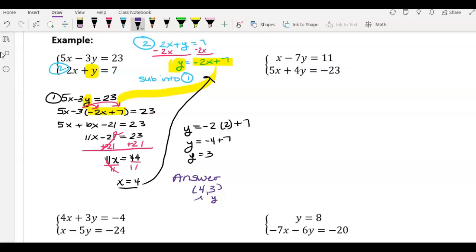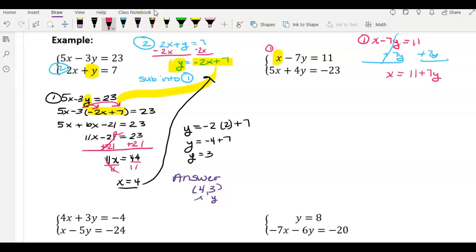All right, let's go ahead and do a second example. We're looking for that coefficient of 1. Here we have a 1x all by itself, so we're going to isolate equation 1 this time. So here's equation 1. We have x minus 7y equals 11. Our goal is to get x all by itself, so we're going to add 7y to both sides. So we get x equals 11 plus 7y.